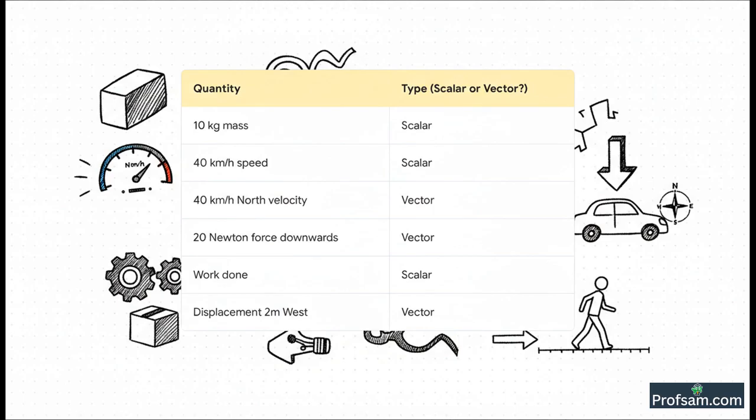And finally, displacement 2 meters west. West is a clear direction, so this is definitely a vector. See? That one little question makes it so easy.